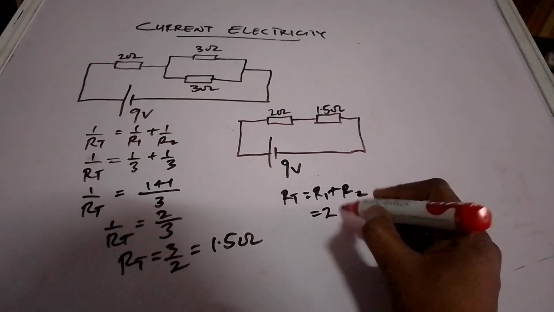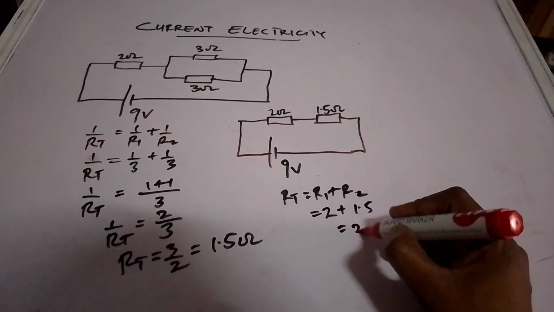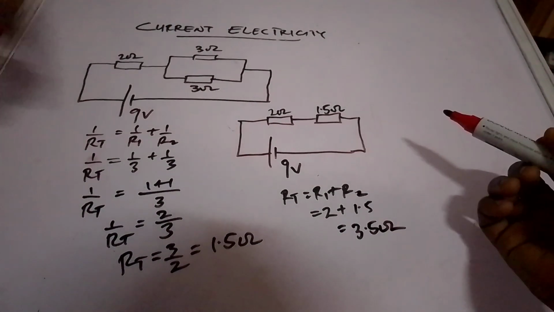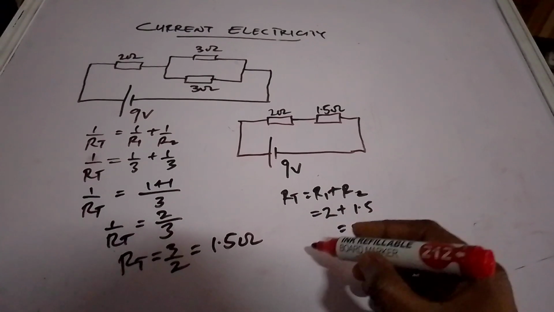So which is going to be 2 plus 1.5. So the total resistance in this circuit is going to be 3.5 ohms. So the overall resistance of this circuit is 3.5. So let's find our total current.